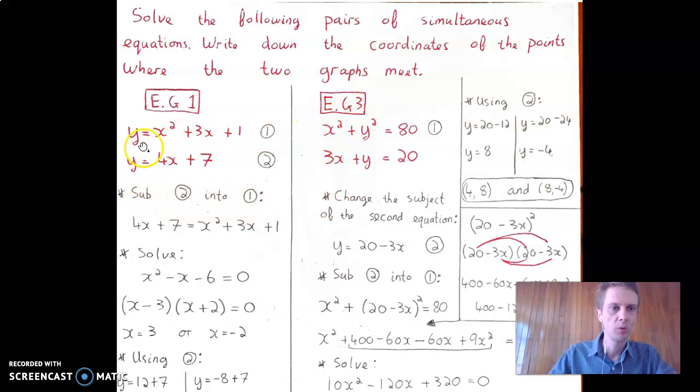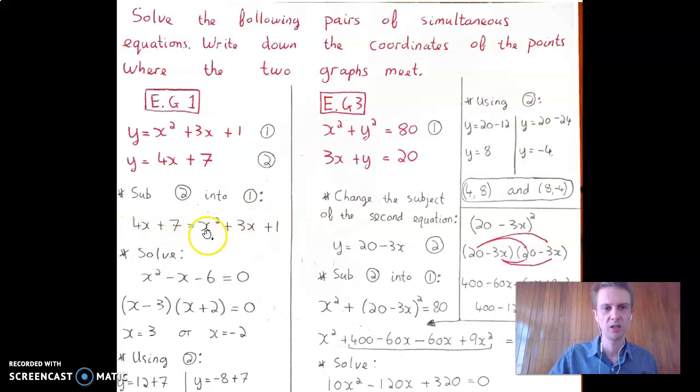We've got y equals x squared plus 3x plus 1 and y equals 4x plus 7. We're trying to find the values of x and y that make both of these equations true. The easiest way to do this is to do a substitution. So I've written here, substitute 2 into 1. So this equation here, we're substituting into this equation. That y we can change to 4x plus 7. And that's what we do as our first step there.